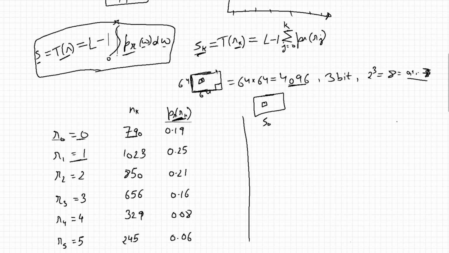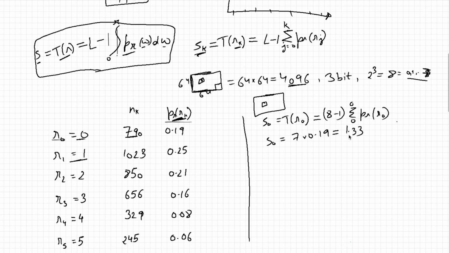And how do we calculate it? Well, just put k equal to 0 in the formula. So we will have T of R of 0, and this will turn out to be L minus 1, where L is 8, times the summation from j equals 0 to k, and k here is 0, so from 0 to 0, of P of R of j. And what is P of R of 0? It is 0.19. So S of 0 will come out to be 8 minus 1, 7, times just one term here, which is 0.19, and this comes out to be 1.33.